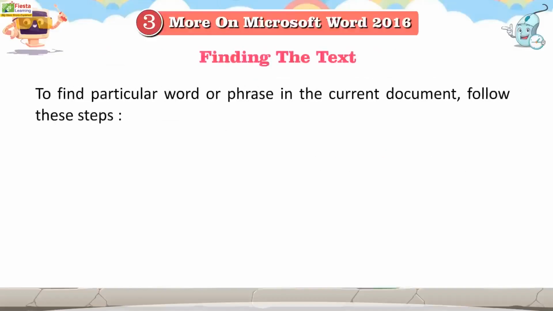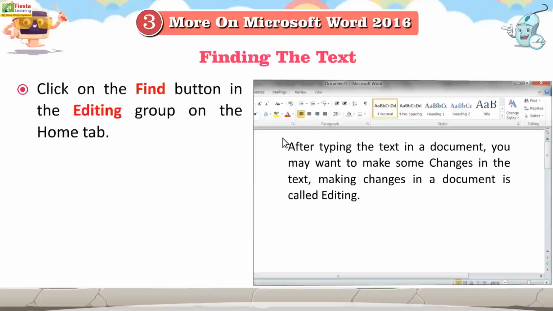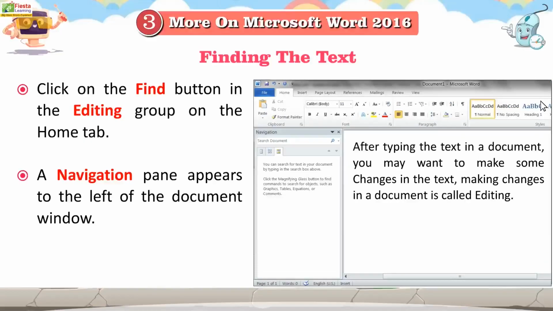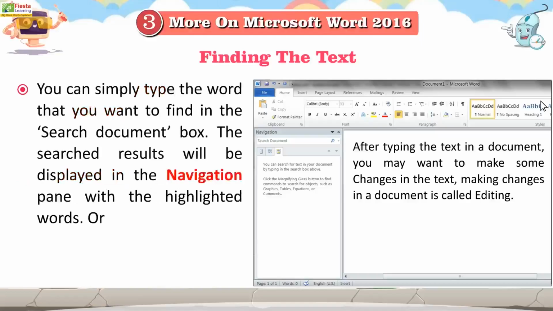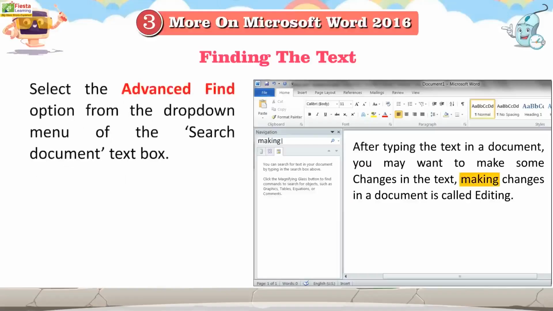Finding the text. To find a particular word or phrase in the current document, follow these steps. Click on the Find button in the Editing group on the Home tab. A navigation pane appears to the left of the document window. You can simply type the word that you want to find in the search document box. The search result will be displayed in the navigation pane with the highlighted words, or select the Advanced Find option from the drop-down menu of the search document text box.